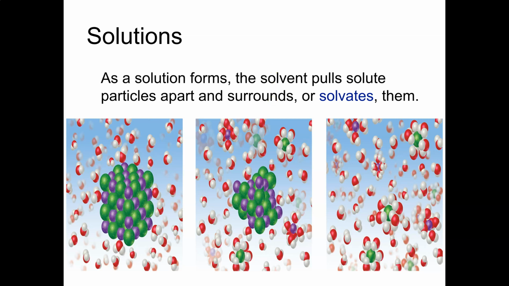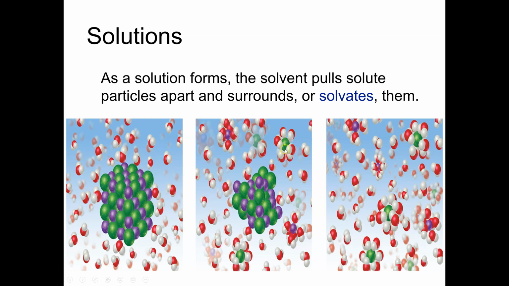Solvation is when you have water molecules surround anything you're trying to dissolve and cause them to break apart. Now, that could be ionic compounds where two ions are broken apart, or it could be a molecular compound like sugar, where the whole molecule of sugar is broken apart and taken apart. Here it's an ionic compound. You can see there's green and purple balls, two different sizes. That's indicative of an ionic compound.